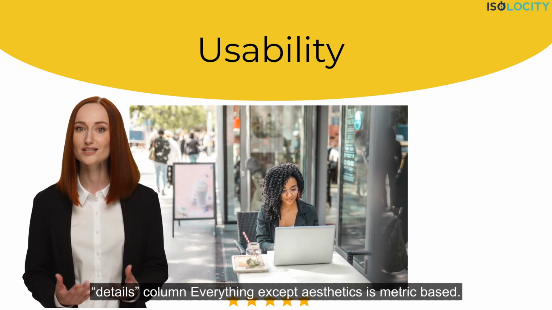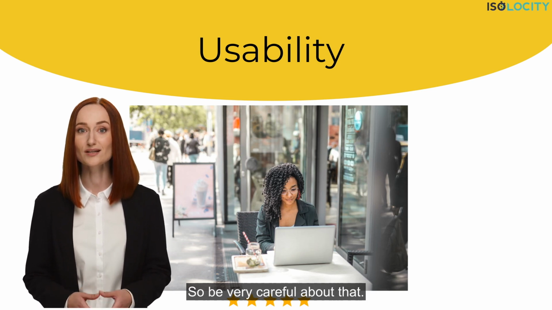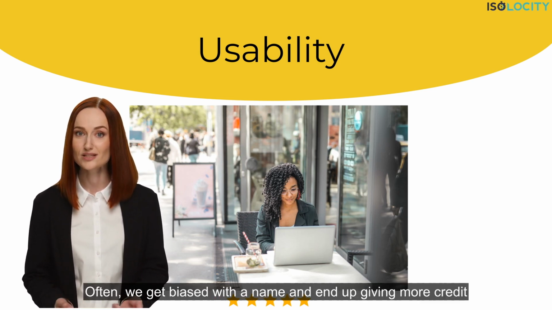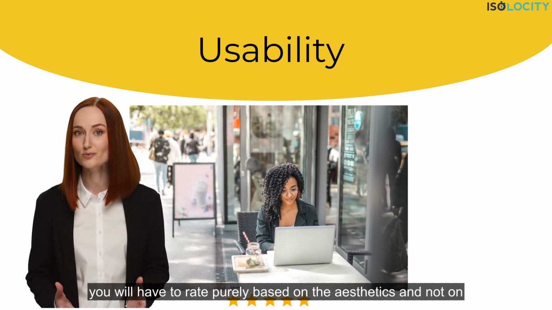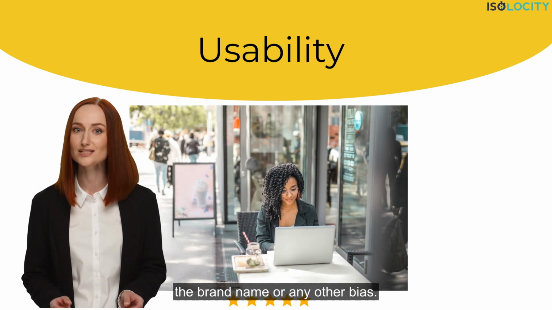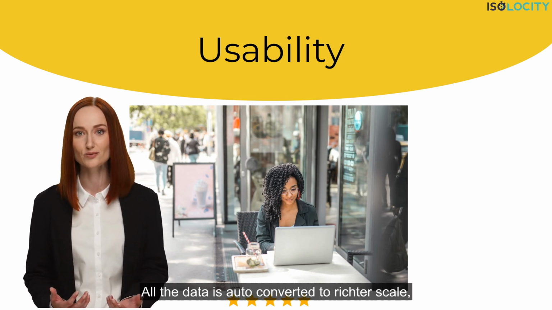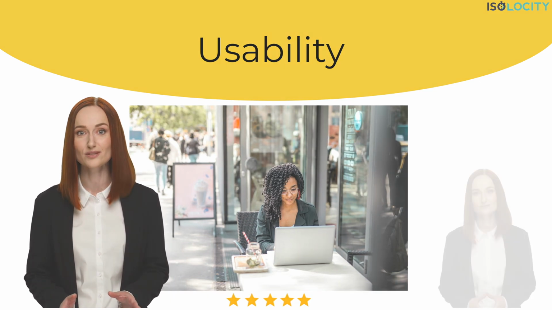Everything except aesthetics is metric-based, so be very careful about that. Often, we get biased with a name and end up giving more credit than they deserve. Here, you will have to rate purely based on the aesthetics and not on the brand name or any other bias. All the data is auto-converted to Richter scale, so there is nothing to worry about in those columns.